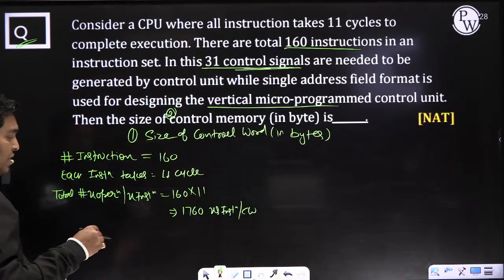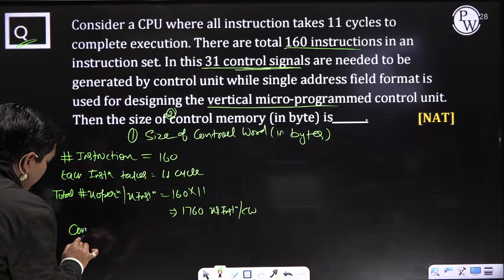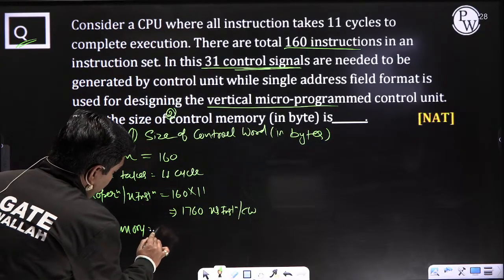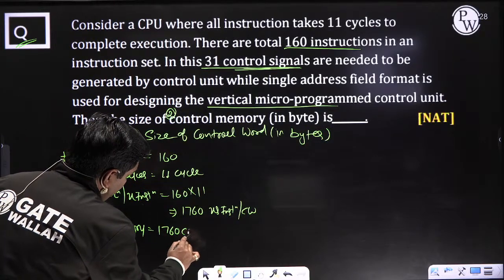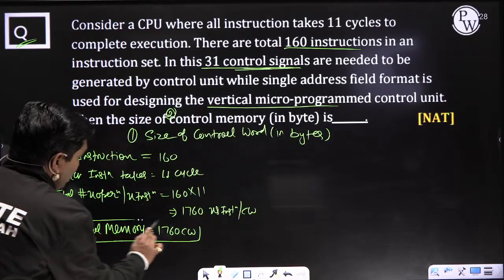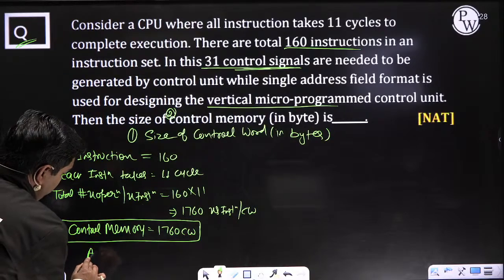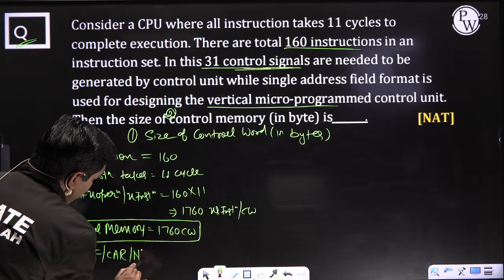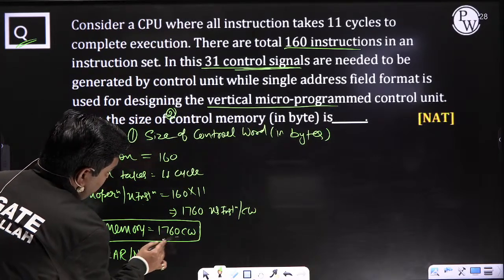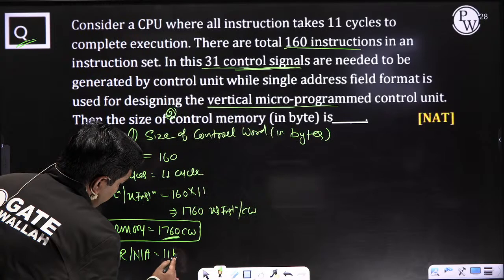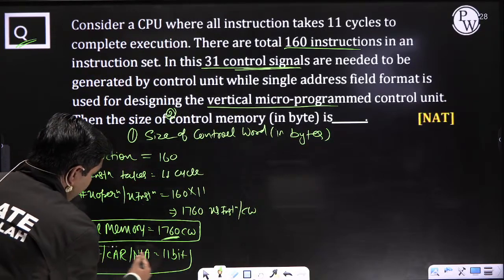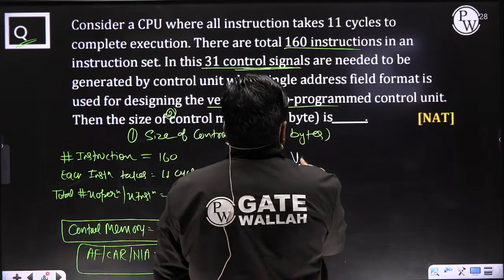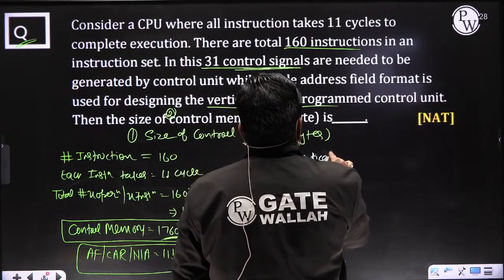Yes, now Sujay, correct. So what is the control memory, my dear? Your control memory will be 1760 control words. So what is the CAR, you can say address field, you can say NIA? That will be how many bits? 11 bits. Your address will be 11 bits, because we are using vertical microprogramming, my dear. Vertical microprogramming.